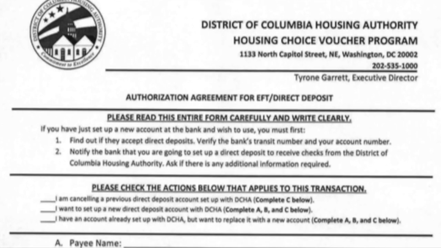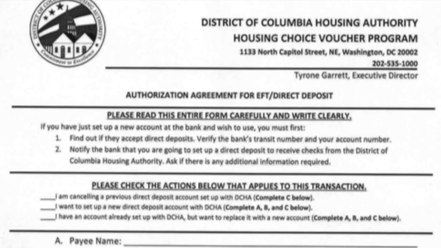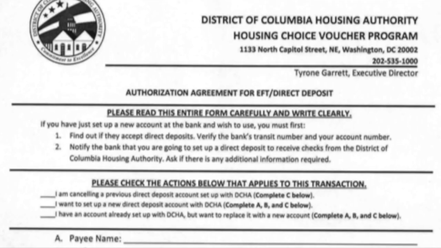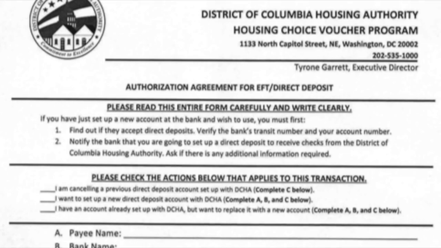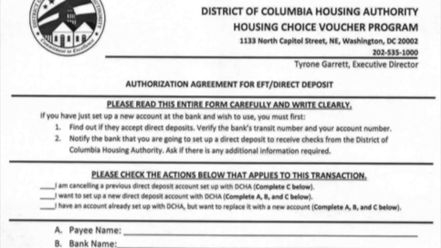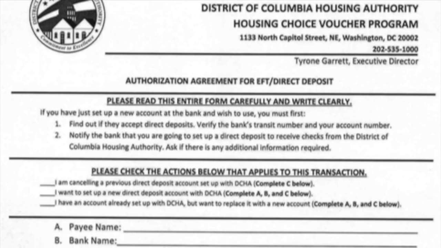Number 2, notify the bank that you are going to set up a direct deposit to receive checks from the District of Columbia Housing Authority. Ask if there is any additional information required. Please check the actions below that applies to this transaction.